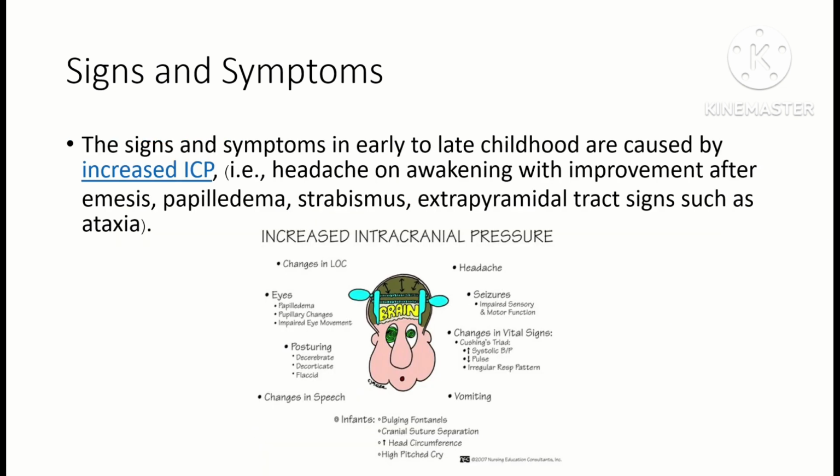In childhood, the important signs and symptoms in early to late childhood are caused by increased intracranial pressure, meaning the pressure in the brain is more than normal. That may compress the brain, and the brain may die. The symptoms are headache on awaking with improvement after emesis, papilledema, strabismus, and extrapyramidal tract signs such as ataxia.